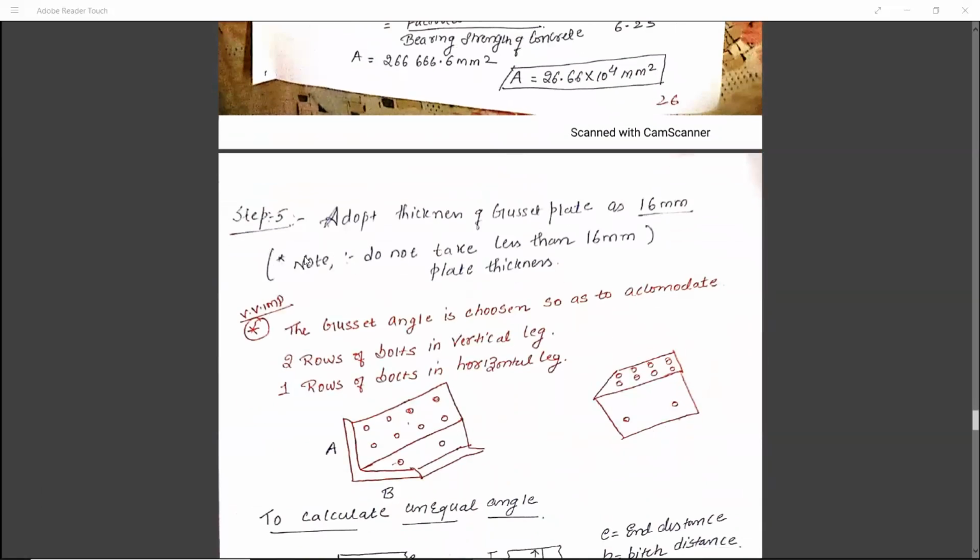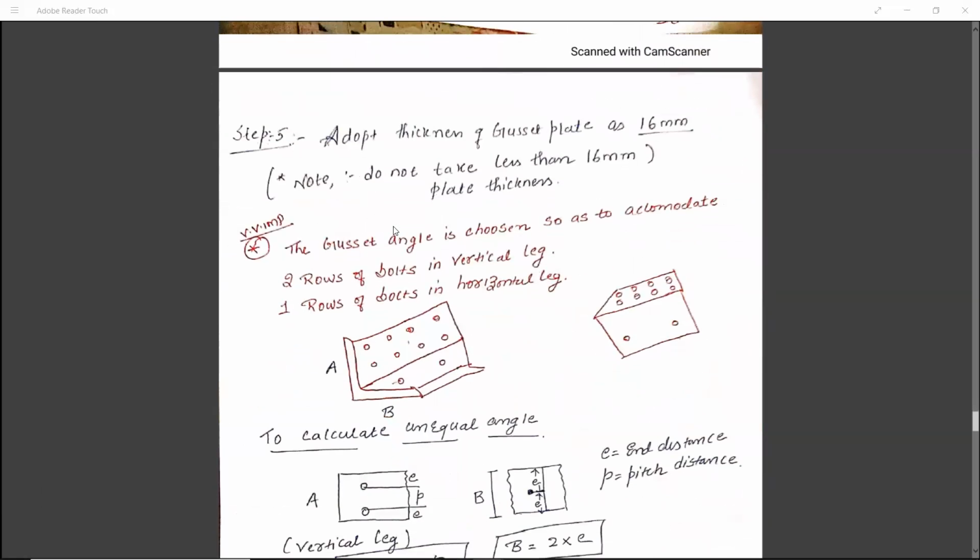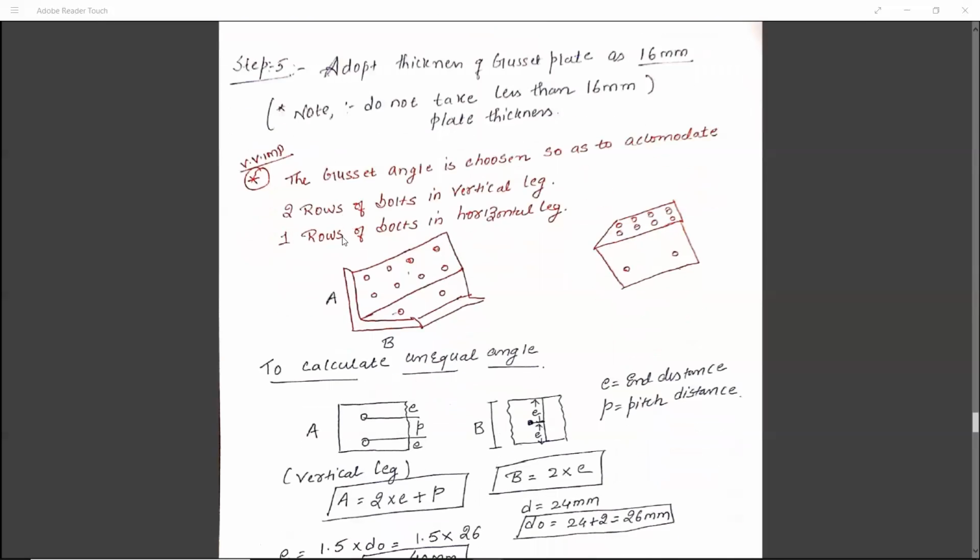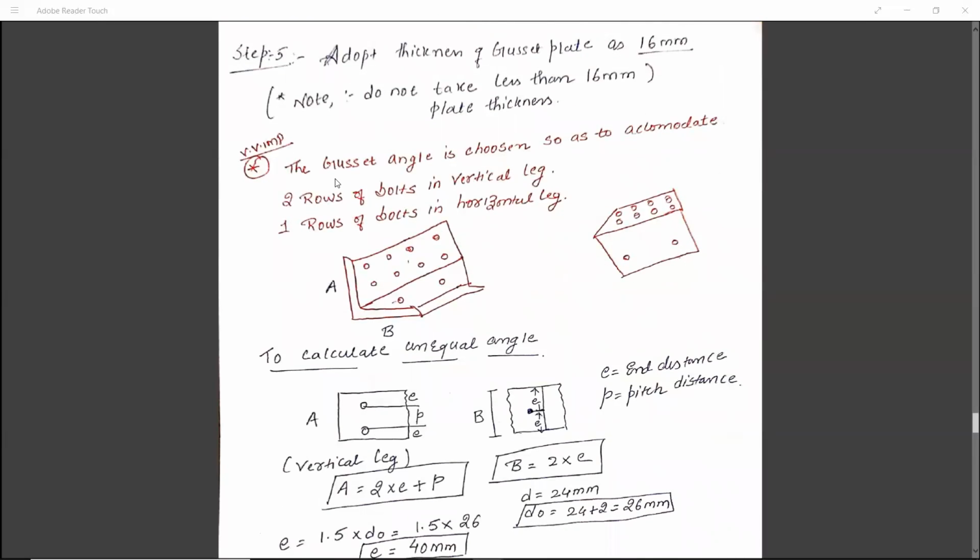Then in step 5, see, this step 5 is very important. Adopt thickness of gusset plate as 16 mm. You need to remember this. Note, do not take less than 16 mm plate thickness. One more thing is very important in this: the gusset angle is chosen so as to accommodate 2 bolts in the vertical leg and 1 bolt in the horizontal leg.